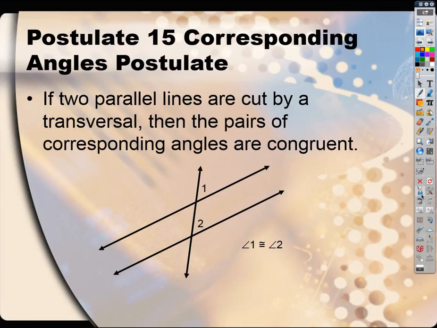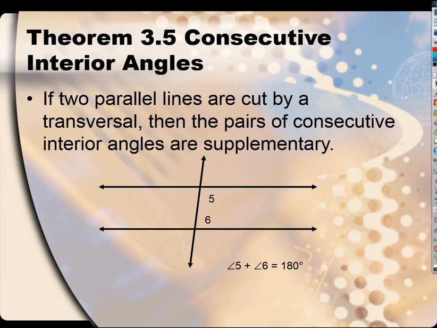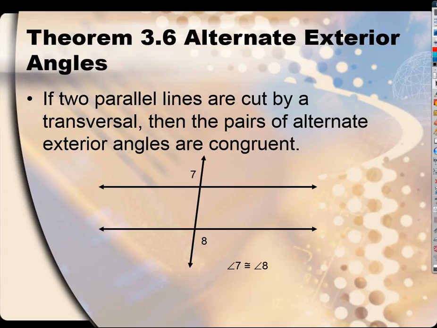Okay, so then we can do similar stuff. We can take the same hypothesis. If two parallel lines are cut by a transversal, then here's something else that's true. We know that pairs of alternate interior angles are also congruent. That's always true. You're going to prove that. By the same token, we know that same hypothesis, if two parallel lines are cut by a transversal, then we know that pairs of consecutive interior angles are supplementary, meaning what? Their measures add to 180, good. And we also know that pairs of alternate exterior angles are congruent, okay?